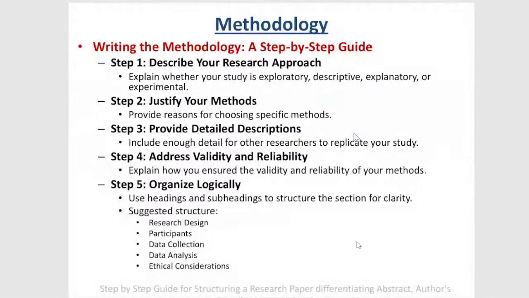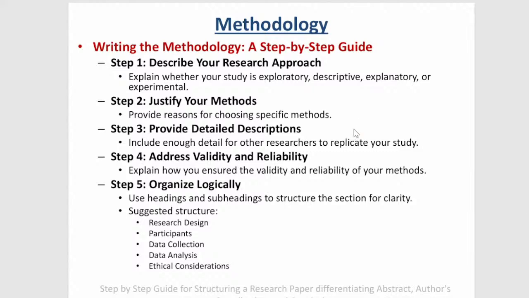While writing the methodology, the steps include: we need to describe our research approach. That means explaining whether our study is explanatory or descriptive, explanatory or experimental. We need to justify our methods, that is, provide reasons for choosing a specific method. We need to provide a detailed description that includes enough detail for other researchers to replicate our study.